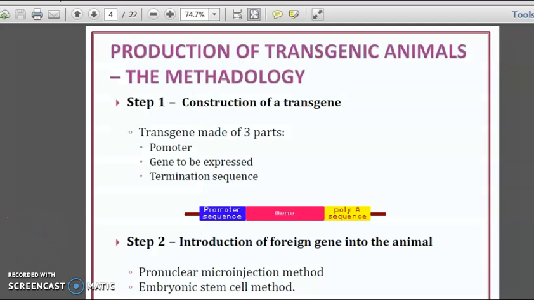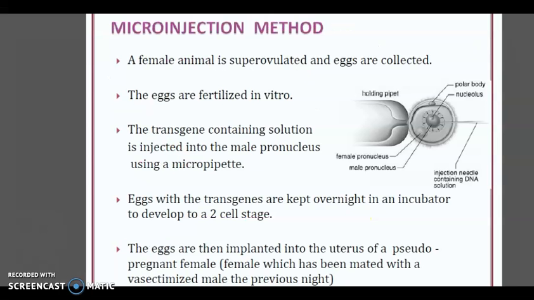The production of transgenic animals involves the following methodology. The first step is the construction of a transgene, and the transgene is made up of three parts: a promoter sequence, the gene to be expressed, and the termination sequence. The second step is the introduction of the foreign gene into the animal through the pronuclear microinjection method or by the embryonic stem cell method.